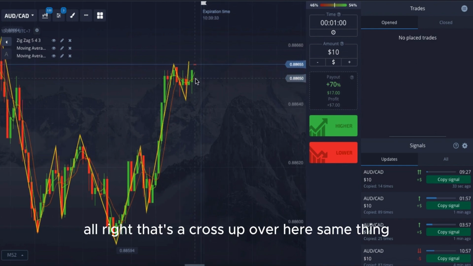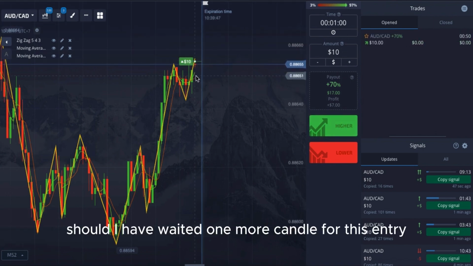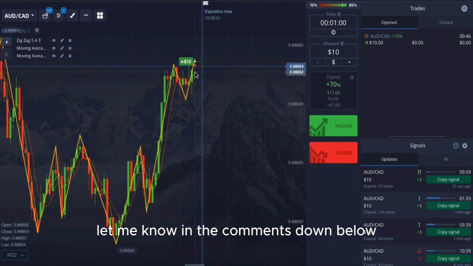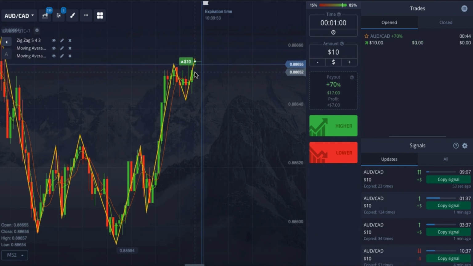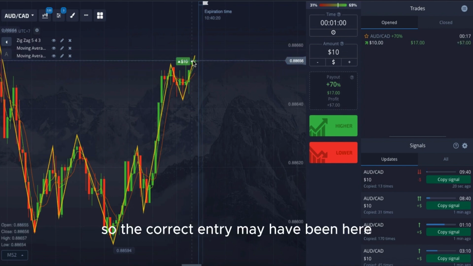Alright, there's a cross up over here. Same thing. We wait for this to move and then we go for it. Should I have waited one more candle for this entry? Let me know in the comments down below. I'm actually thinking I should have waited one more candle. So, the correct entry may have been here.